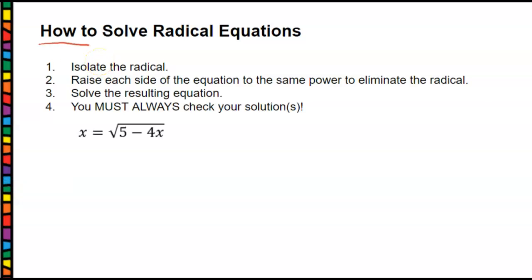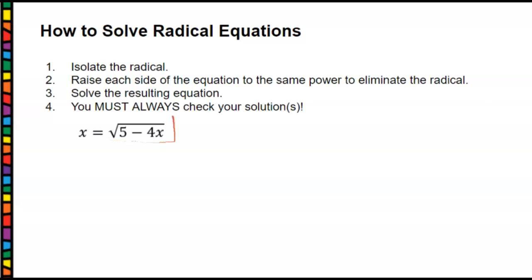We're going to be focusing on how to solve radical equations. Now that we understand that a radical equation is one that has a variable underneath the radical sign, we can focus on how we're going to solve them. So, our first step is to isolate the radical, and in this case, the radical's already isolated.